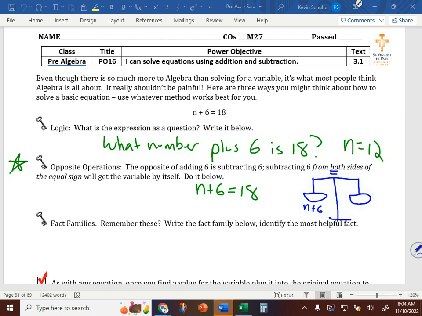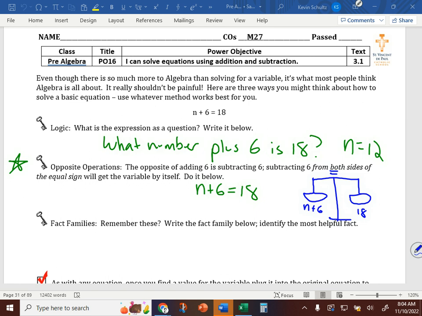On the other side we've got 18. And the equal sign tells us those things are balanced, right? They equal the same thing. They weigh the same. They have the same value. And so the idea behind opposite operations is that we want to know what n equals, which means we want to get n by itself.